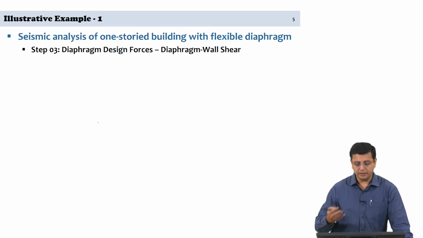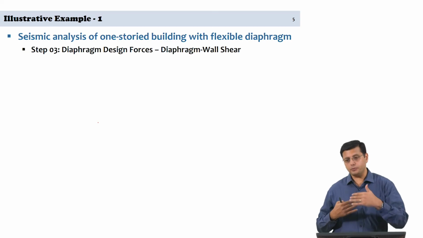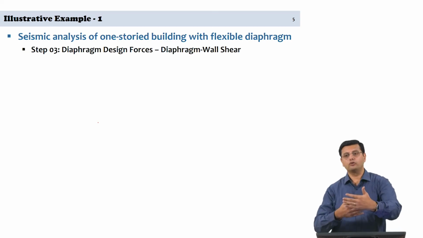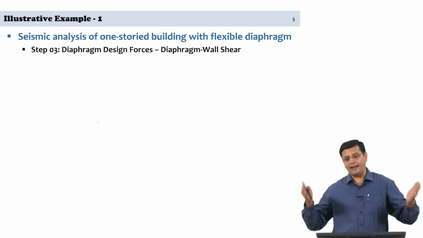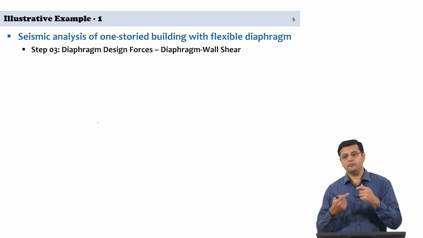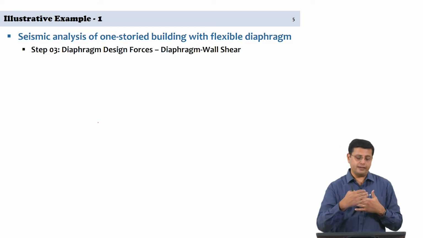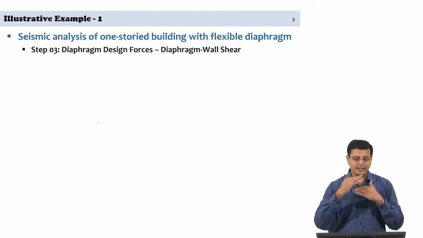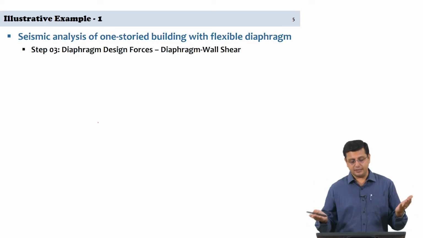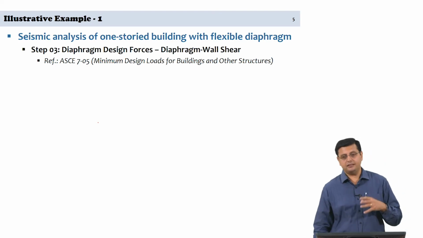Okay. Now, this is the design force, because the load path is going to be the inertial force generated by the out of plane walls is carried by the diaphragm and then transferred to the in plane walls. So, the diaphragm now has to be designed for the sum of the inertial force generated by itself and the inertial force generated by the two out of plane walls, the northern wall and the southern wall. So, that is the diaphragm design force that is then transmitted to the in plane shear walls. So, how do you estimate the diaphragm design force?